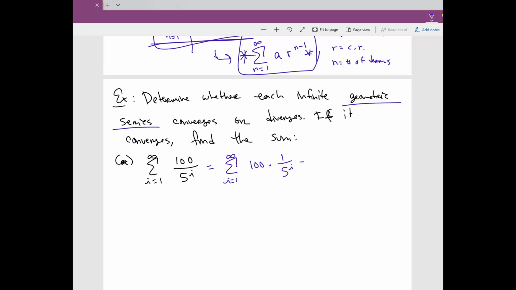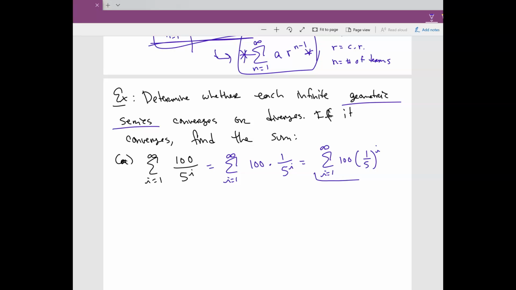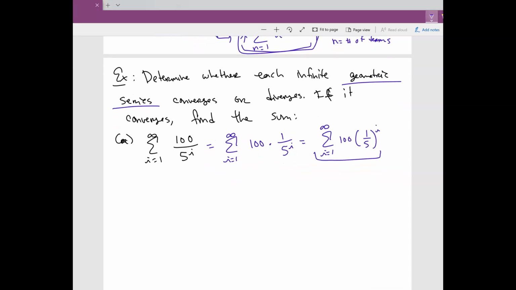Now I can factor out that i, so I write it like this: 100, and then I have (1/5) to the i. Remember, 1 to any power is still going to be 1, so if I plug in an i, it's not going to do anything. Now we're almost there. This almost looks like the general form. The only thing we need is this n minus 1 thing. So how are we going to do that?